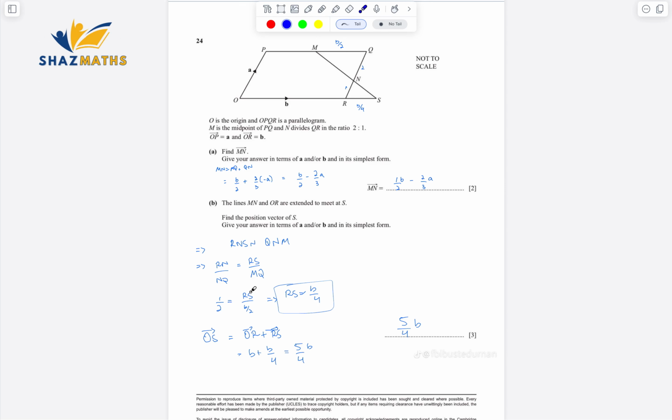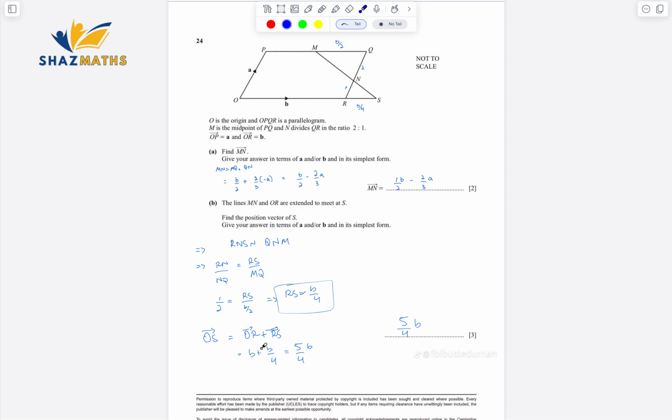Once we have this RS, we need to find the position vector of S. That means OS would be OR, that is B, plus RS, so B plus B by 4, and that is 5 by 4 B. So that is the final answer.